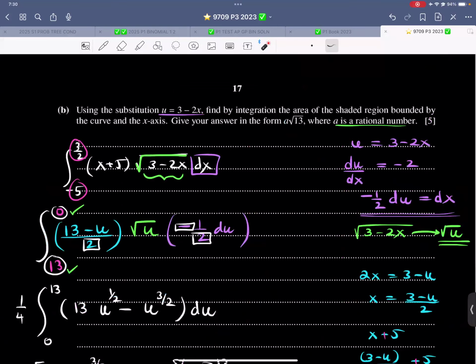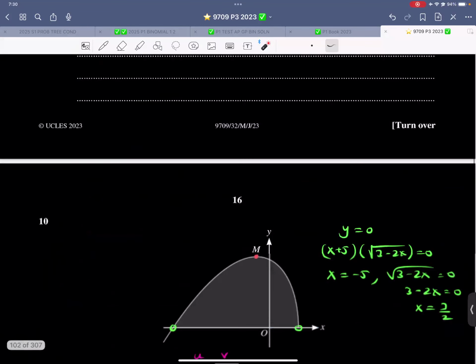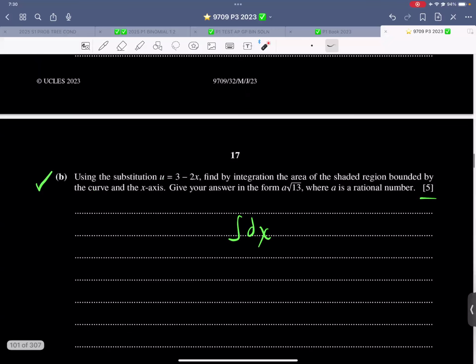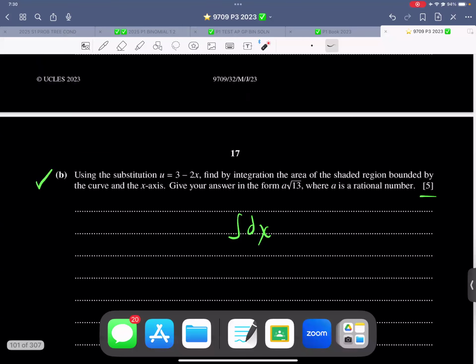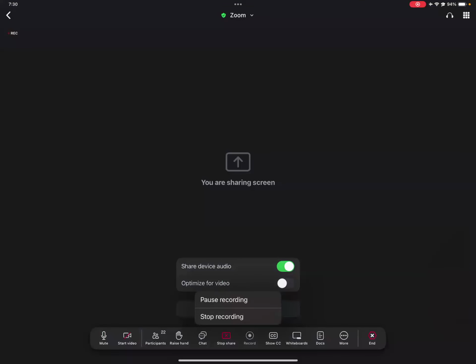Now use the substitution, find by integration the area of the shaded region. Now let me pause the recording for a second. Let me share these two images with you so that you can try out the second part. It's worthwhile. Take 6 minutes, 7 minutes, try it out.